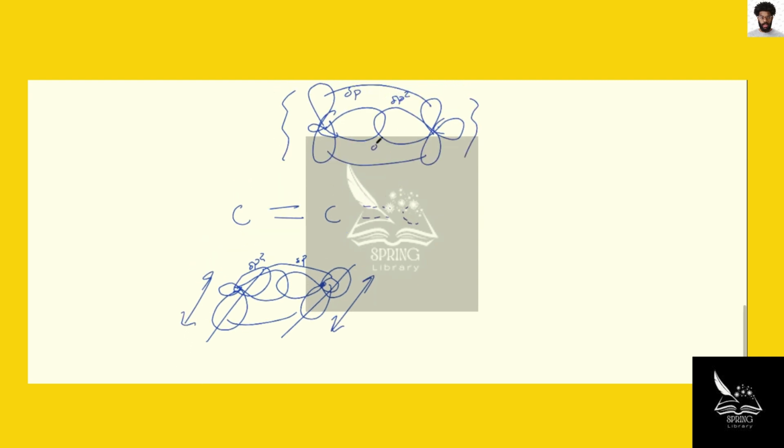So this is the sigma bond, and this is the pi bond. This is the sigma bond, and this is the pi bond.